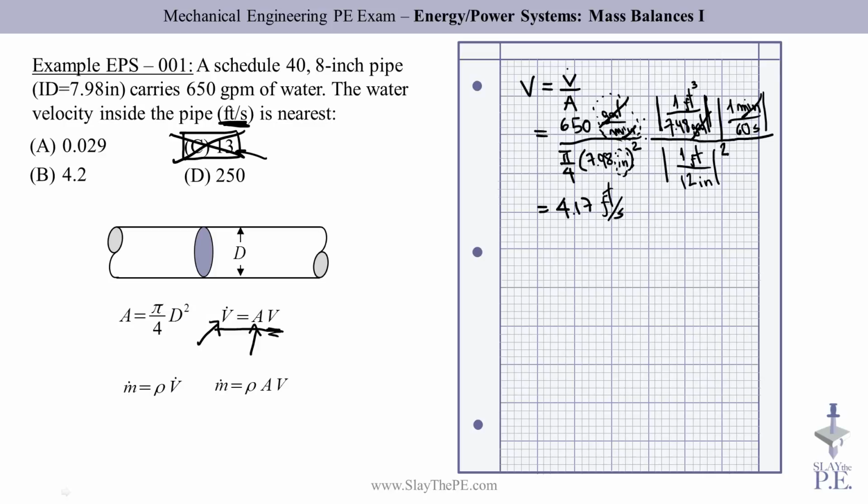But if this is the number 1 and you square it, you also get the number 1. All right, so then now you can process all these numbers, put it in the calculator, and you're going to get 4.17 feet per second. So in this case, we see the correct answer is B.